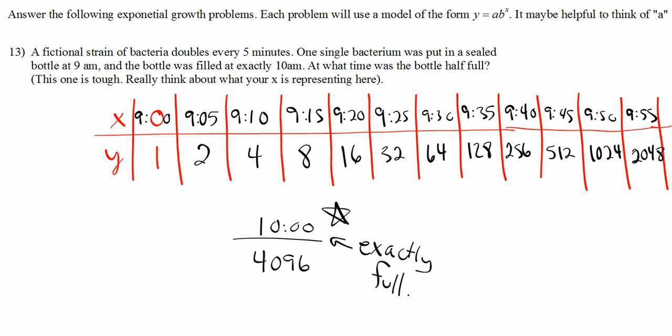So let's look at our chart, see when we're half full. So if we're full at 4,096, how many bacteria would fill, or half fill, the bottle? Probably half that much. Well, where do we have half that much? At 9:55. Just 5 minutes ago, we had half of the total amount that was going to fill the bottle.